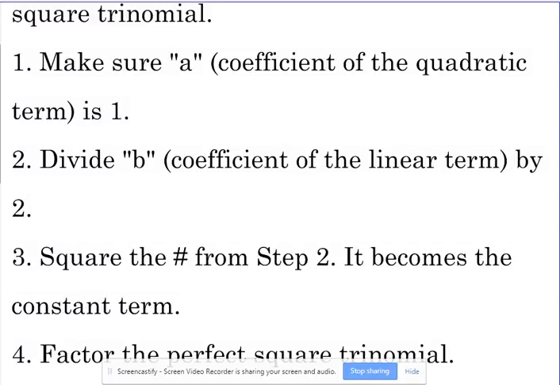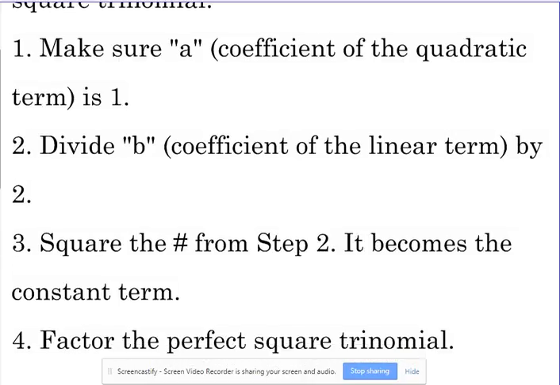Okay, so first things first, we want to make sure that a, our leading coefficient on the quadratic term, is equal to 1. Now, it is possible to do this when that coefficient is not 1, but we'll look at that here in a minute. Number 2, we're going to divide b, that's the coefficient of the linear term, by 2. We're going to square that number, and that becomes our constant term on the end. And then finally, we're going to factor the perfect square trinomial.